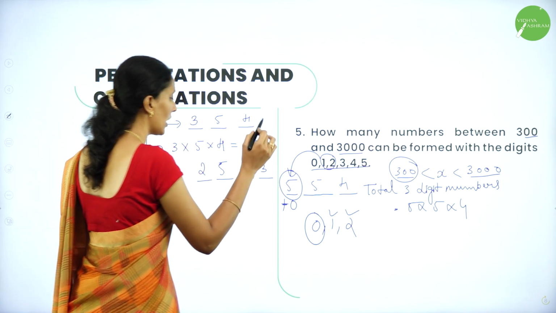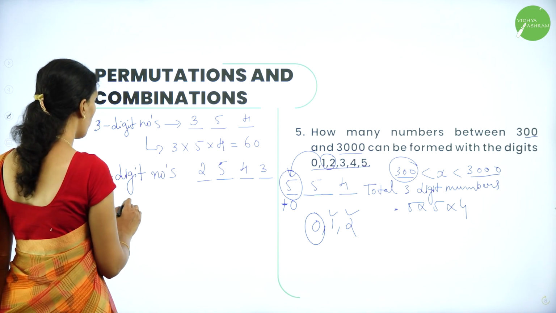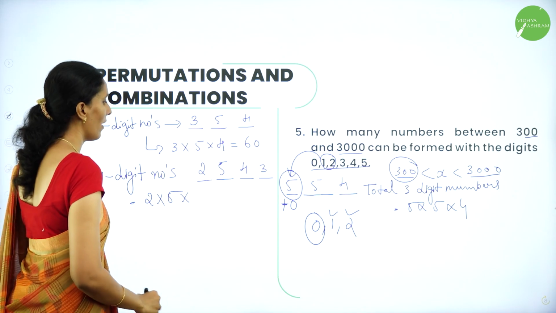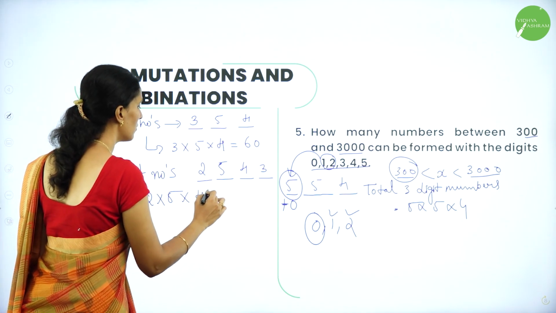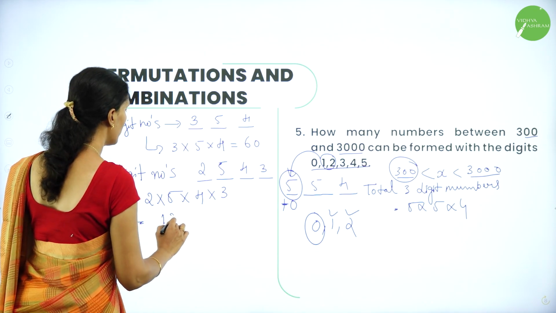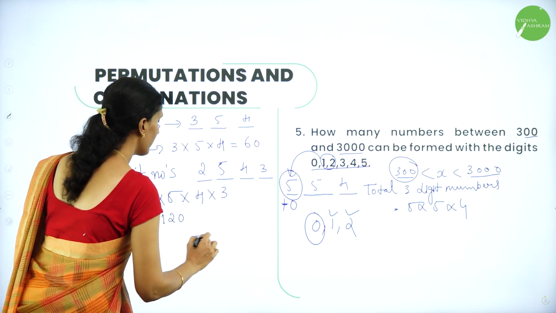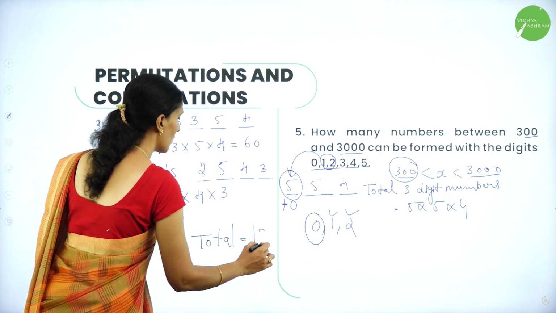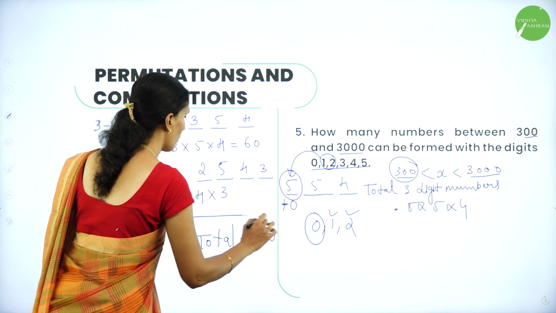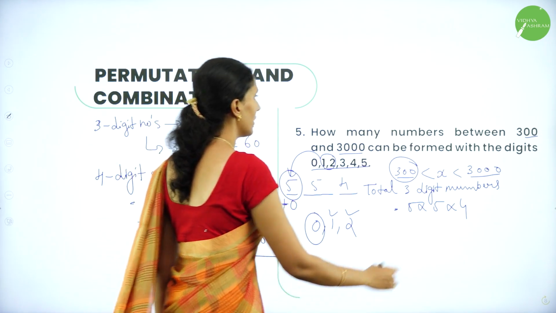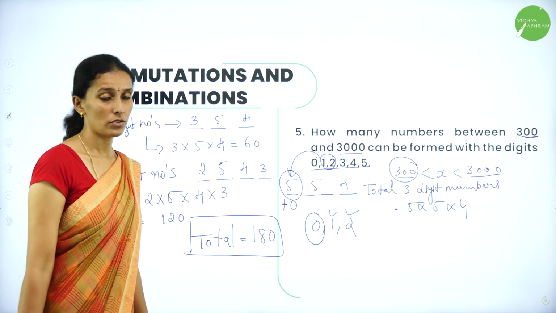One more taken and 3 choices. So, here 4 digit numbers is 2 into 5. So, I have 2 into 5 into 4 into 3. So, this is 120. So, how many can we form? That is total 120 plus 60, that is 180 numbers we can form. We can form 180 numbers which are between 300 and 3000.